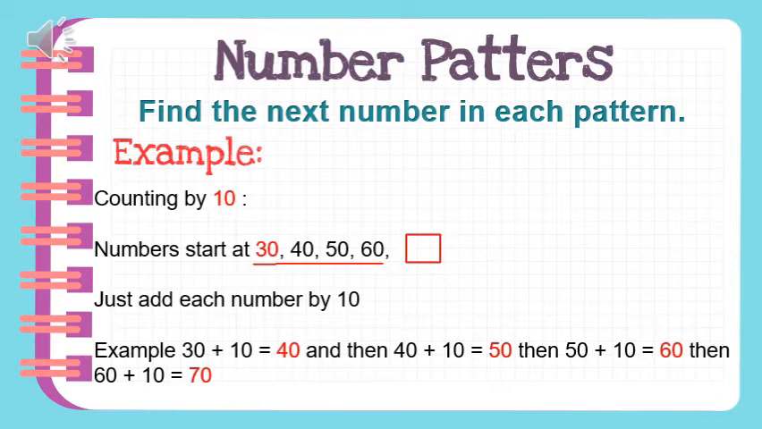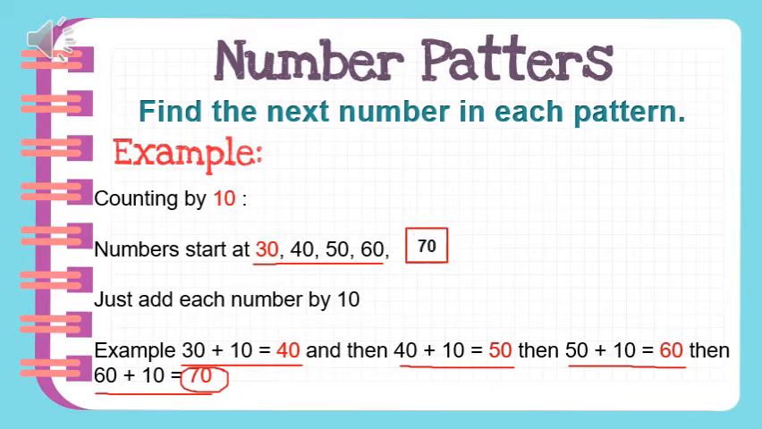For example, 30 plus 10 is 40. And then 40 plus 10 is 50. Then 50 plus 10 equals 60. Then 60 plus 10 is equal to 70. So the answer is 70. 30, 40, 50, 60, and 70.